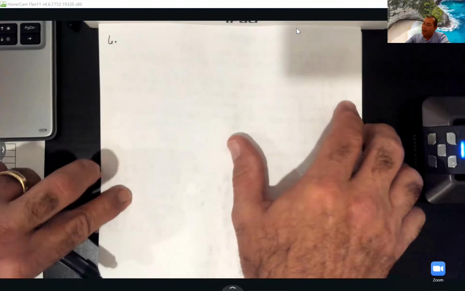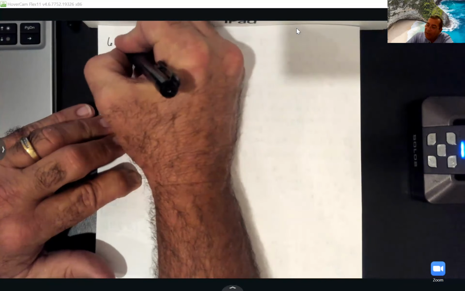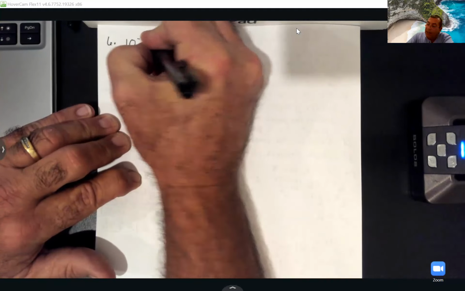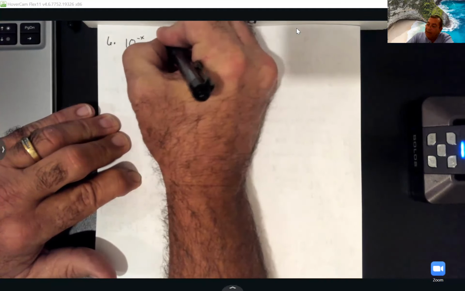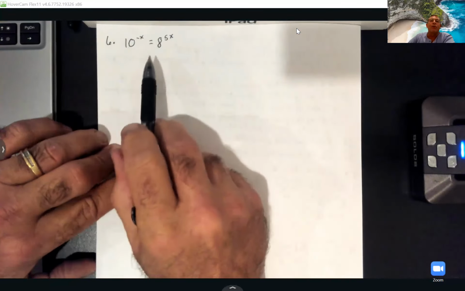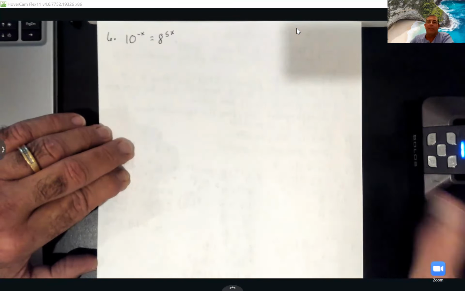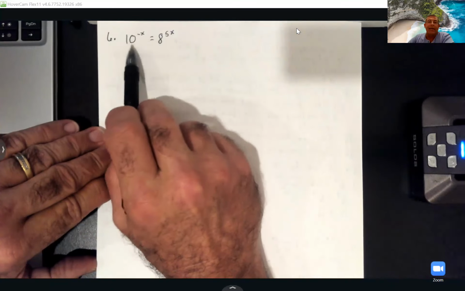Okay. So we was on number 6, I said. All right, y'all. This one's trickier. It's going to pull out a lot of different math skills for us. And I always get the same answer on this one. So here we go. 10 to the negative x equals 8 to the 5x. So I'm not going to try to rewrite these using the same base, because there's not a base that I can raise to an exponent to get me a 10 and an 8.